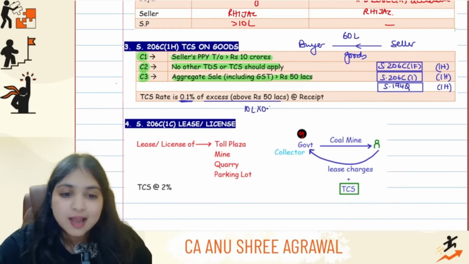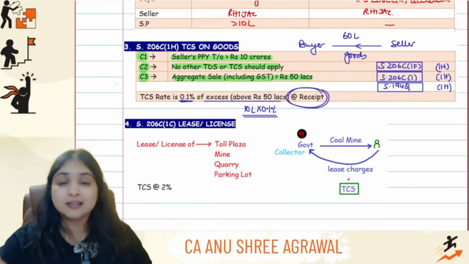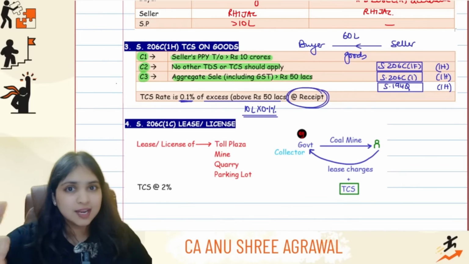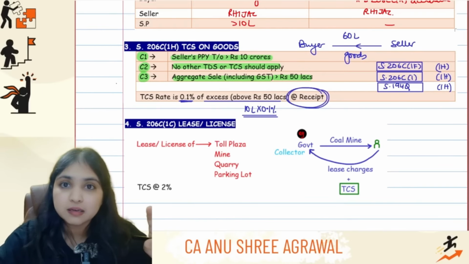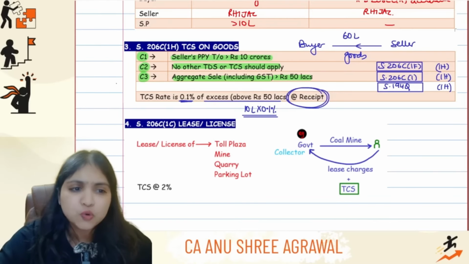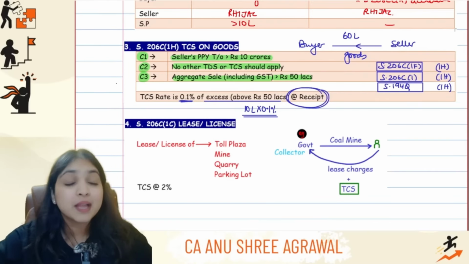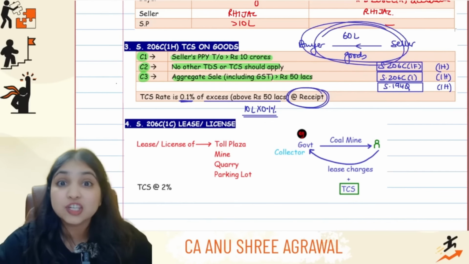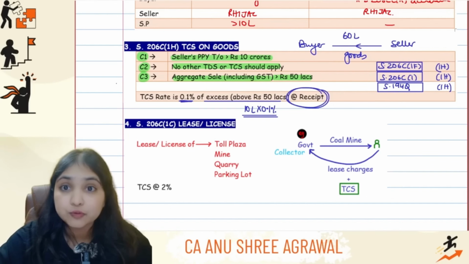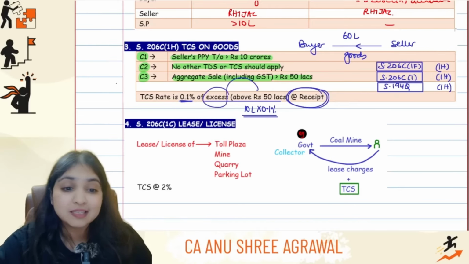No, the 10 lakhs into 0.1%, this is what the TCS will be, and this TCS will be collected at the time of receipt. Okay, so this was 206C1H. Three conditions, tell me one last time. The seller is a person whose previous year turnover is more than 10 crores. Condition number 2, no other TDS, no other TCS is applicable. And condition number 3, the aggregate transaction including GST is more than 50 lakh rupees. If all these conditions are fulfilled, then TCS at the rate of 0.1% of the excess will apply. 0.1% of the excess above 50 lakhs.